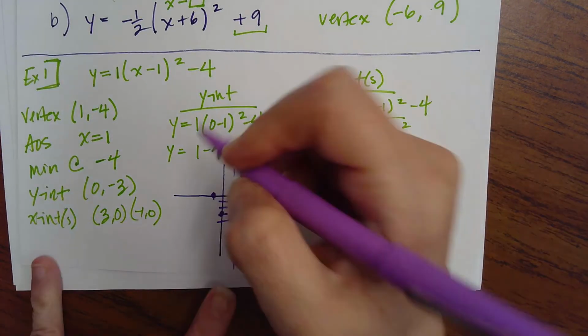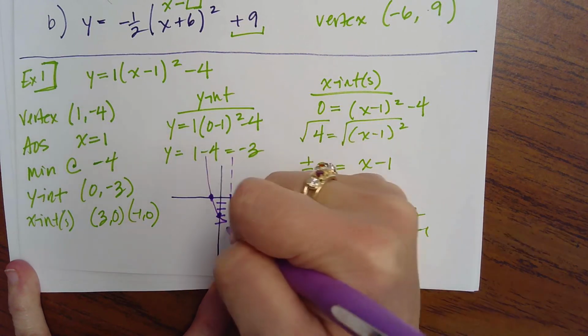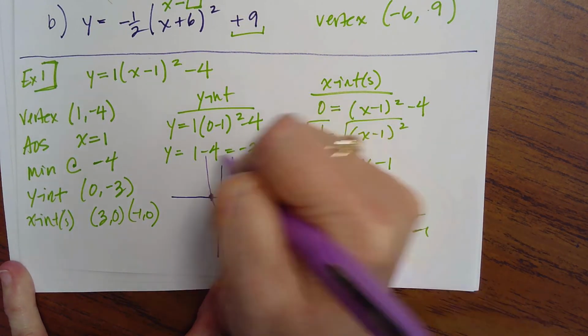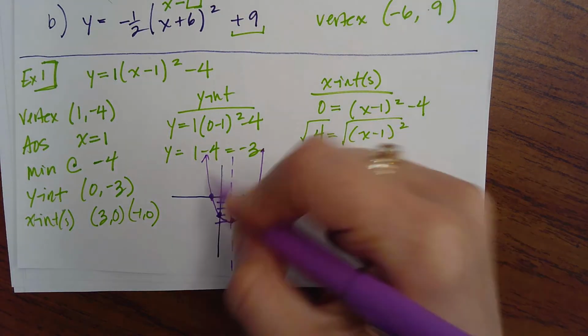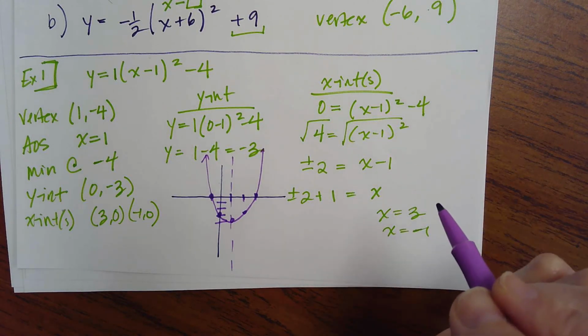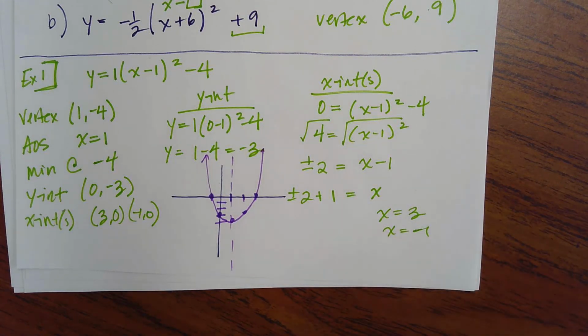So now that you have all these points, let's go ahead and sketch our graph. Make sure it looks like a parabola, in other words, it's rounded, not a V shape. It should be a nice smooth curve. And so that's what it would look like. Let's do one more example.